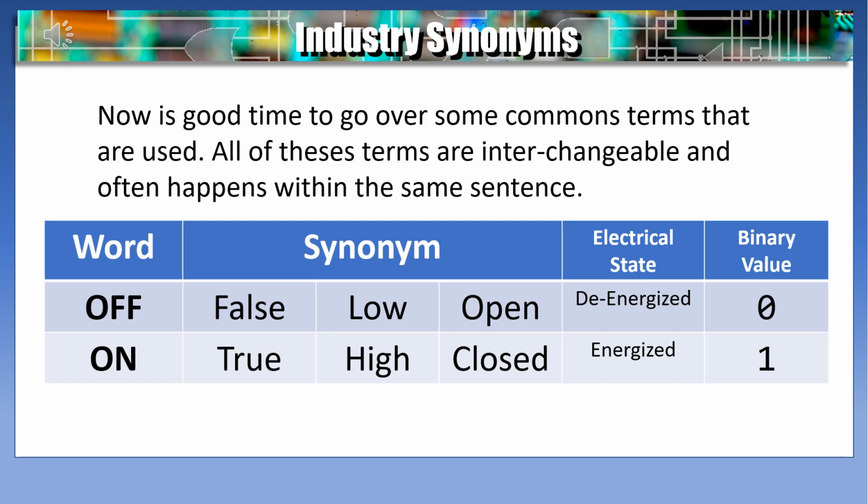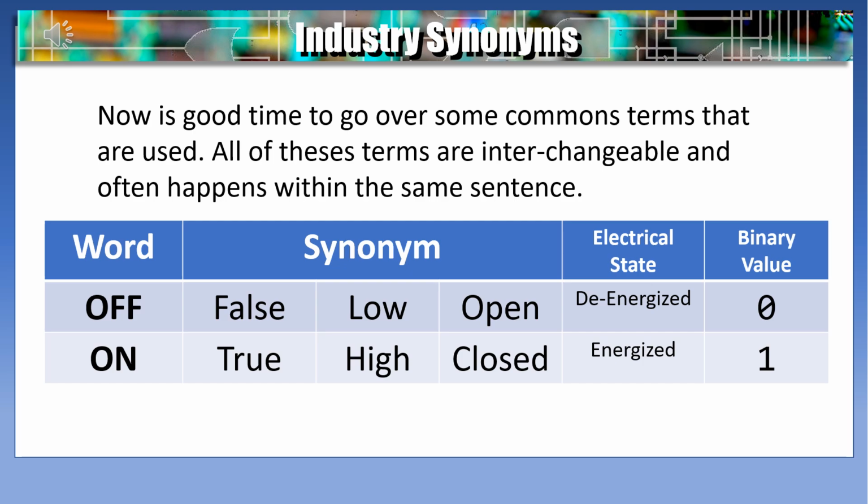Now would be a really good time to go over some common terms that are used. All of these terms are interchangeable and often happen within the same sentence. When we're talking about electrical circuitry, we're dealing with the presence or absence of voltage or current. So we would call that normally off or on. But these take on slightly different meanings depending on whether you're looking at logic in paper form or whether you're looking at an actual tester. So we have synonyms that are applied across the board.